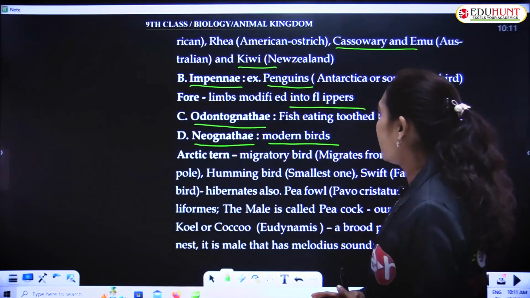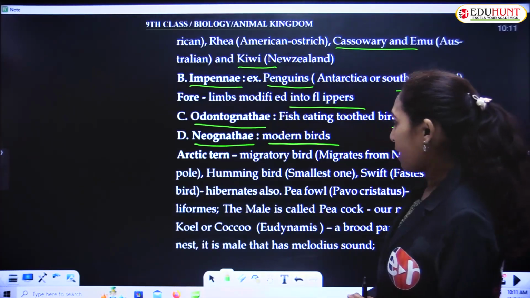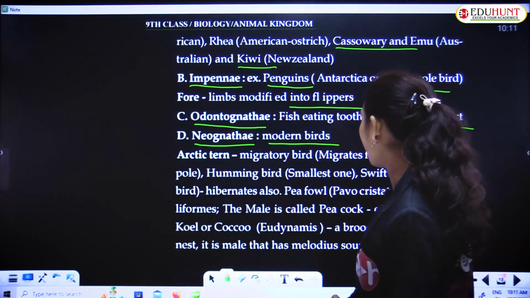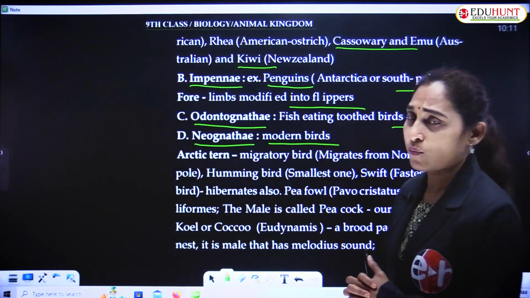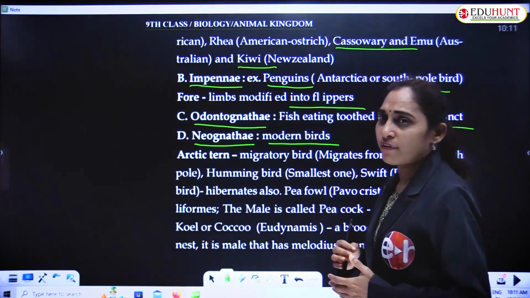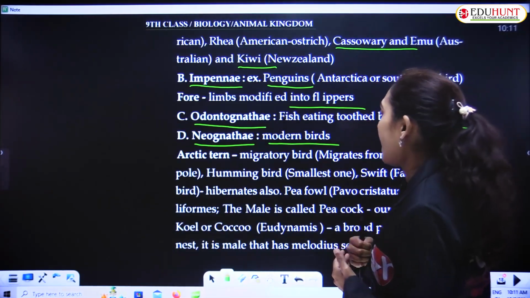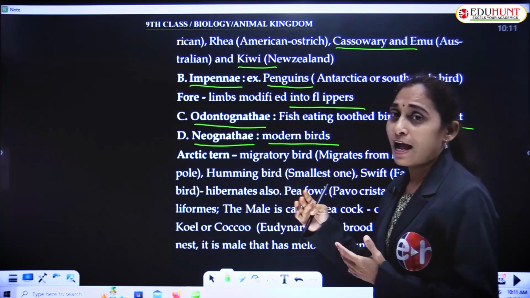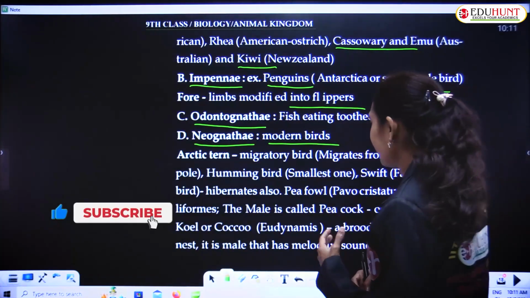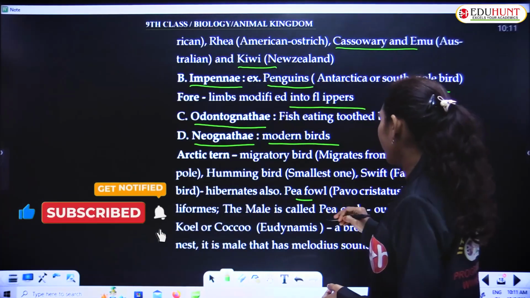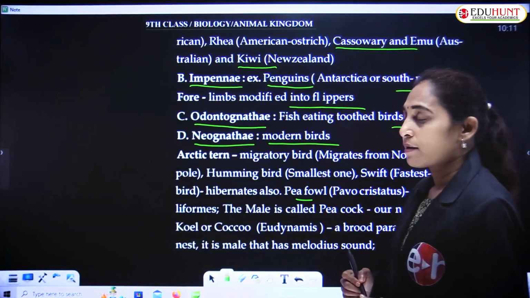Neornithes. Examples are the Arctic tern, a migratory bird that migrates from the North Pole to the South Pole; hummingbirds, the smallest ones; and swift, which can fly very fast and can also hibernate, that is, it has a dormant period where it takes rest for some time. And peafowl, Pavo cristatus.